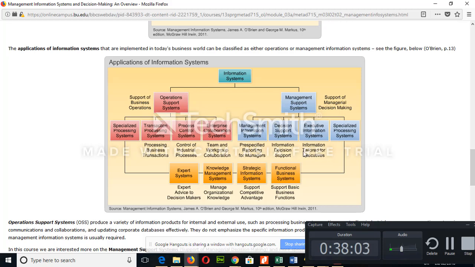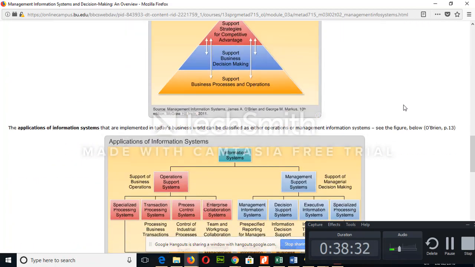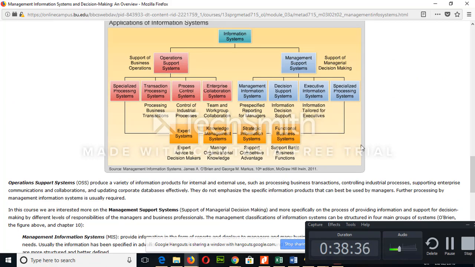Yeah, so decision support system, executive information system, processing systems. Okay, so the diagram gives more details: processing business transactions, control of industrial processes, teamwork and work group collaboration. Then pre-specified reporting for managers, information for decision support, information tailored for executives. Okay, so then you come to the strategic level, or the strategic information, that is expert systems. Expert systems help in simulation of all kinds of data to make projections. Some businesses will call it business intelligence. They use this to give expert advice to decision makers.